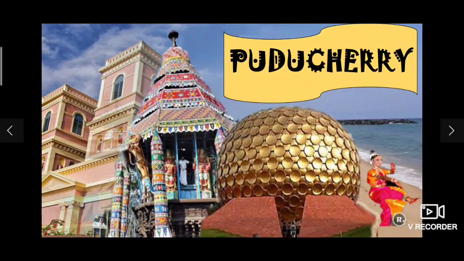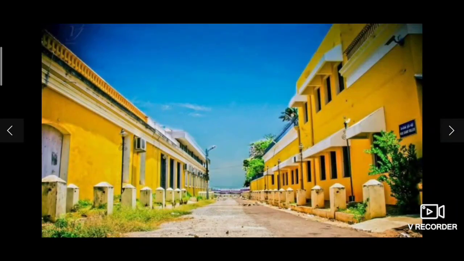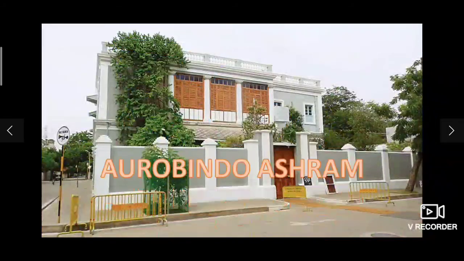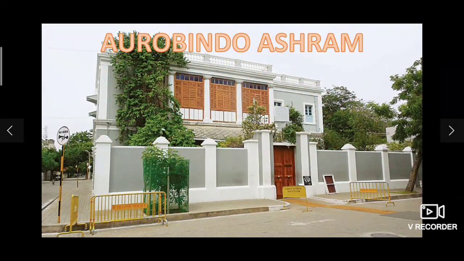Puducherry, earlier called Pondicherry, is a union territory. At one time, it was ruled by the French. People of Puducherry speak Tamil and English. It is famous for Aurobindo Ashram.